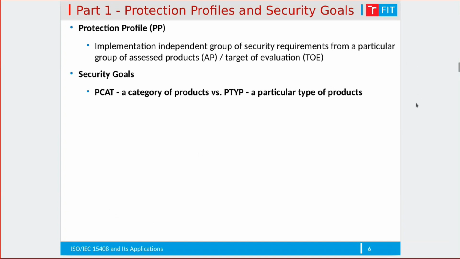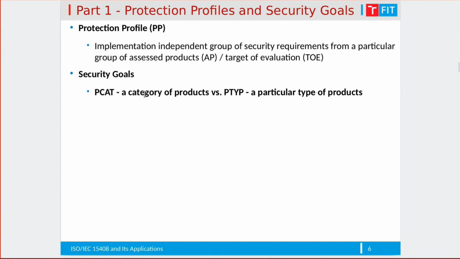Regarding part one, here should be a picture. Anyway, part one contains protection profiles, which can be specified as an implementation-independent group of security requirements for a particular group of assessed products or targets of evaluation. So this is some kind of generalized definition, or the generalization of security requirements of these product categories.